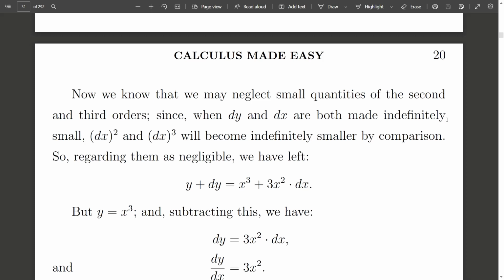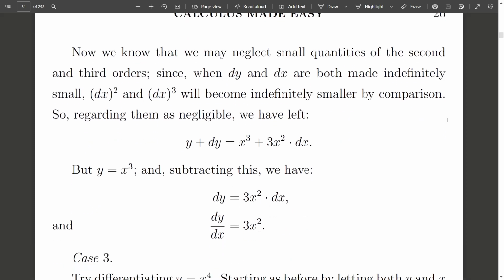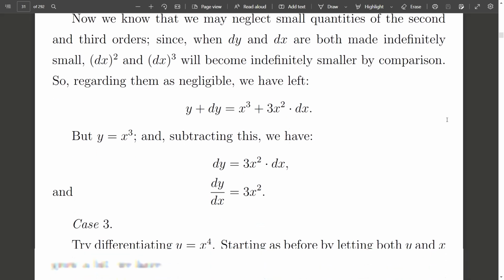So regarding them as negligible, we have left y plus dy is equal to x cubed plus 3x squared times dx. But y is equal to x cubed, and subtracting this, we have dy is equal to 3x squared times dx, and dy over dx is equal to 3x squared.